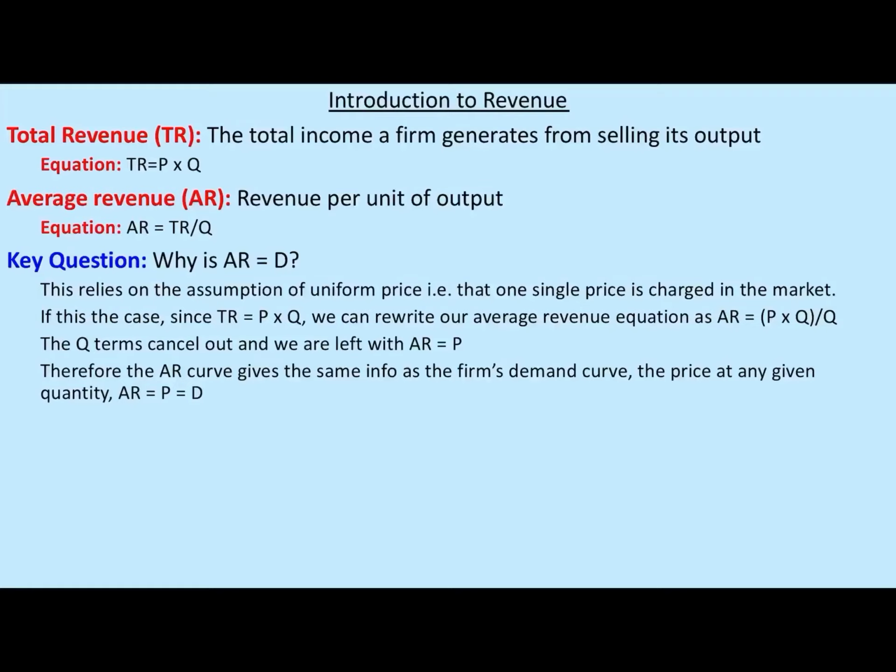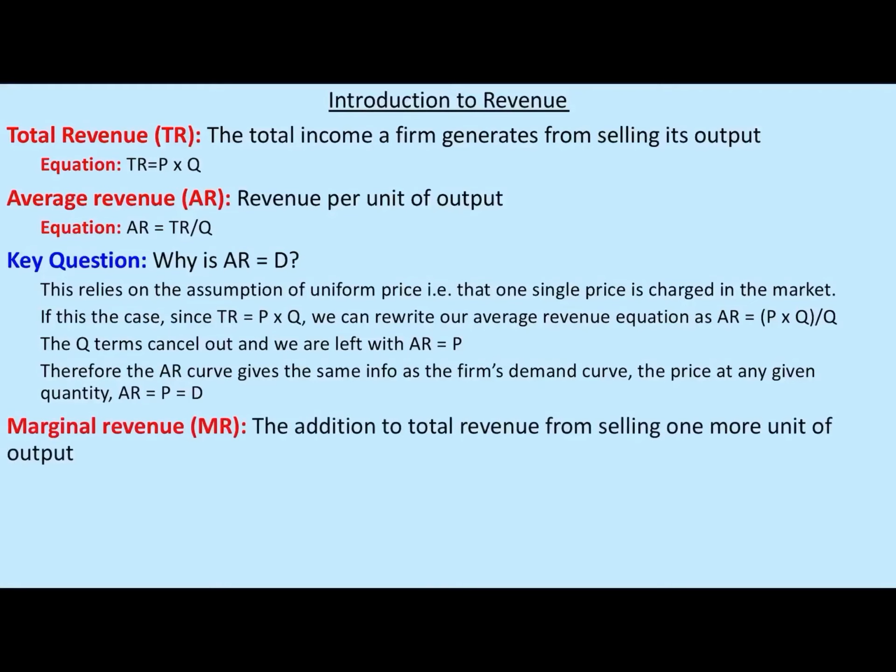Therefore, the AR curve, i.e. the curve that shows how average revenue varies with quantity, gives the same information as the firm's demand curve, which tells us the price at any given quantity. So, average revenue equals price equals demand.